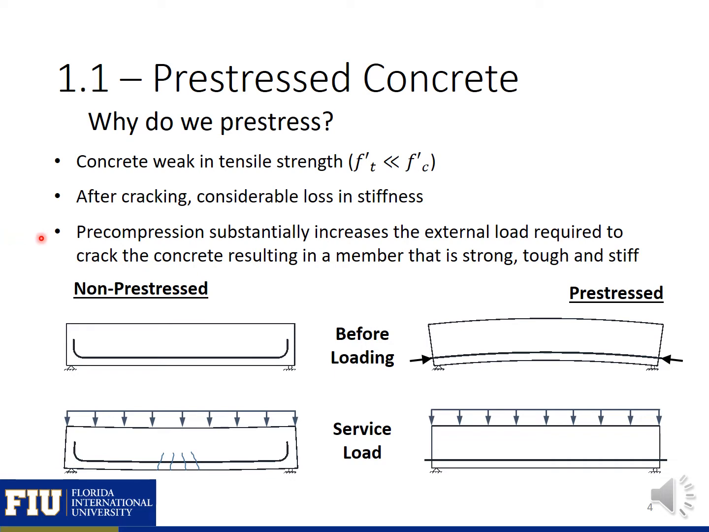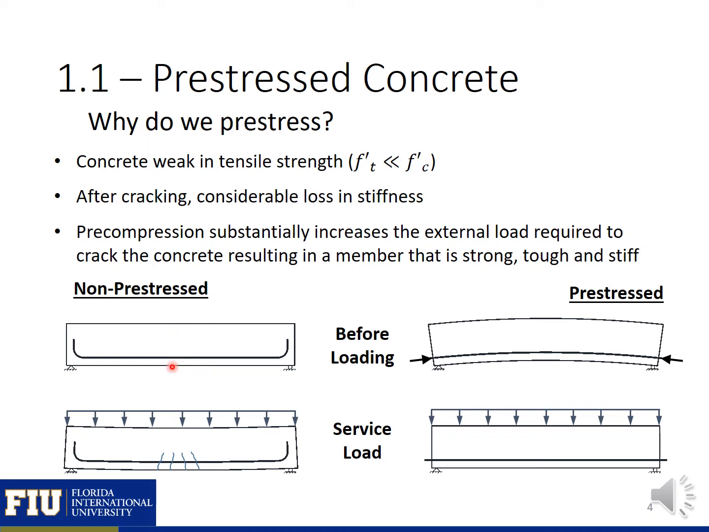Pre-compression substantially increases the external load required to crack the concrete, and this results in a stronger, tougher, and stiffer beam. You can see two drawings here, one of a non-prestressed and a prestressed beam. In the non-prestressed beam, before we have loading, you can see there's zero deflection, and if you don't include self-weight, there isn't any compression or tension in the beam.